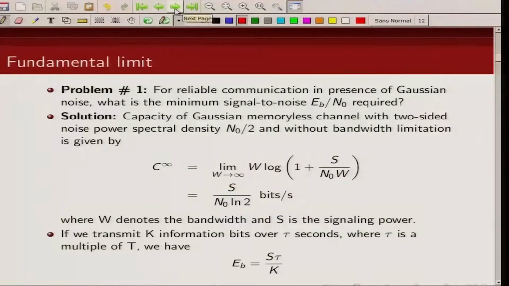So, we are interested in transmitting k bits over tau seconds, where tau is some multiple of time period T. If we do that, our energy per bit is given by S tau by k. This S was my signaling power, we are sending over time tau, and total number of information bits was k. So, energy per bit is S tau divided by k.